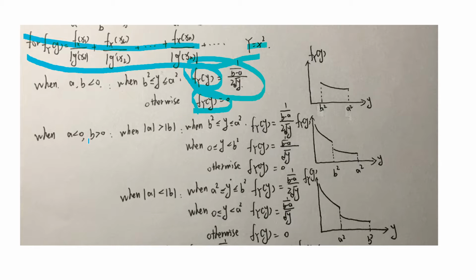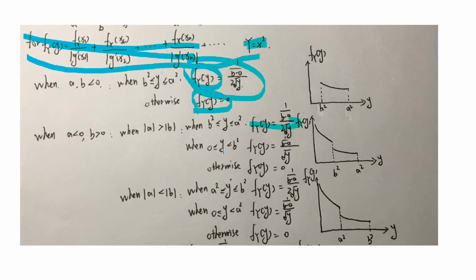The second circumstance is when a is less than 0 and b is greater than 0. This circumstance can be divided into two sub-circumstances. The first is when the absolute value of a is less than the absolute value of b. When y is in the range between the square of a and the square of b, there is only one root located in the range between a to b, so by applying this formula and the relationship between x and y, we can get this.